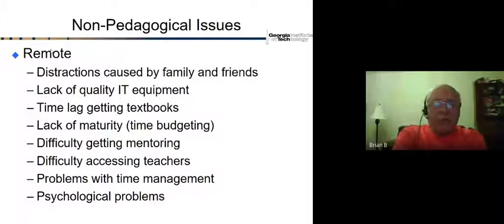When you're off campus, it can seem like you're isolated and you can have difficulty getting mentoring. There's no one to walk into your room, sit down with you, and go through material. Accessing teachers can be difficult. I know that when you're remote, the faculty don't give you the time that they would give you if you were on campus. You could walk into a room on campus and there might be two or three students there talking to a teacher and you could join the conversation. It's very difficult to do things like that remotely. And then there are, of course, the psychological problems. Throw the coronavirus into the mix and it makes for a mess.